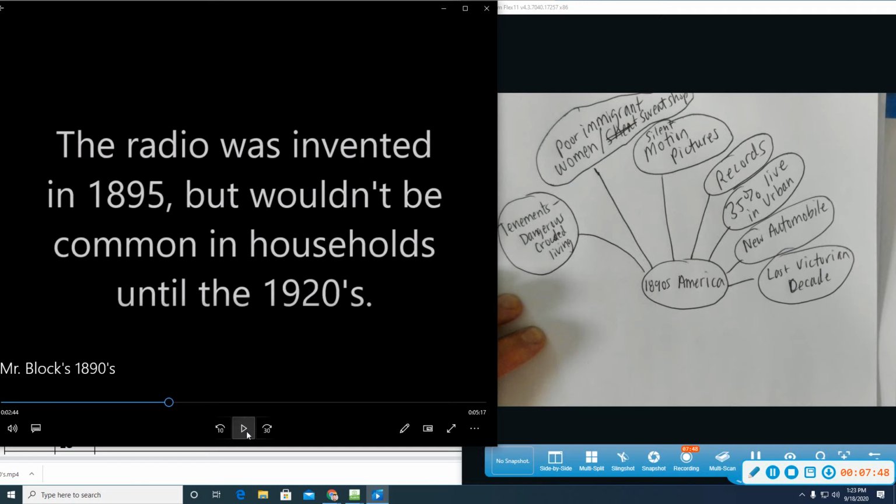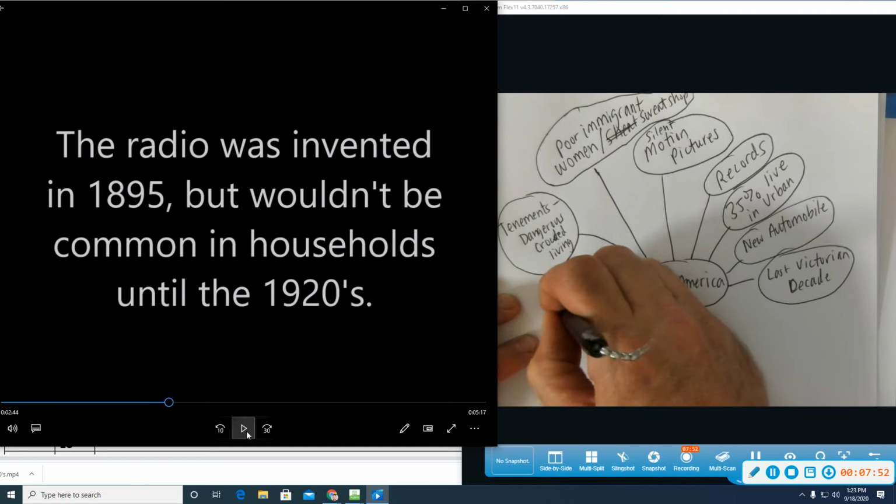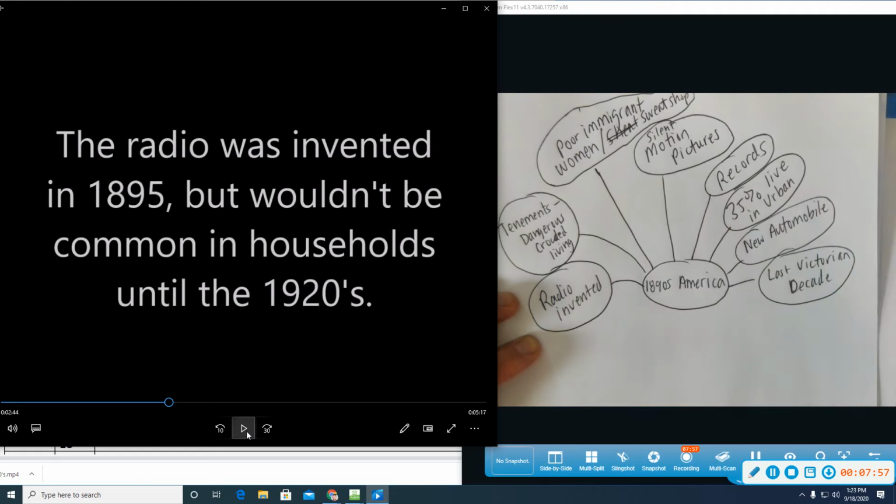What was invented? Radio was invented, but it's not going to be common in households until when? The 1920s. So we'll learn about that in the 20s. But it's been invented in 1895.